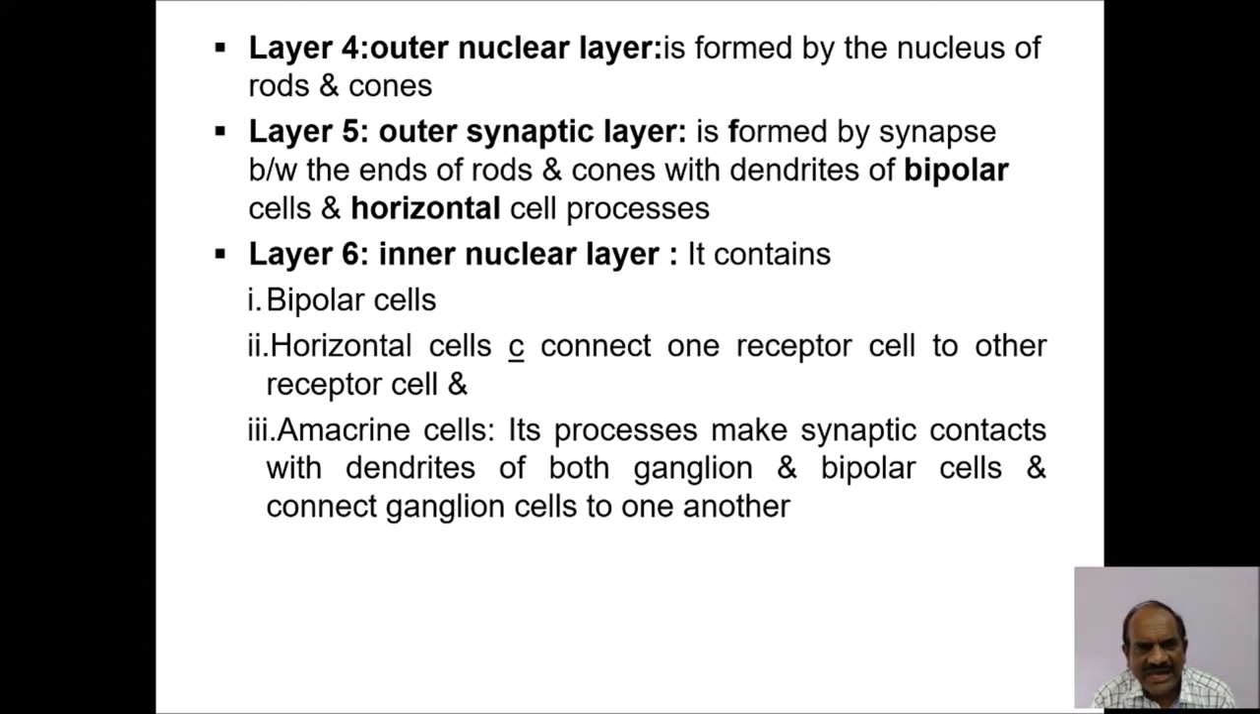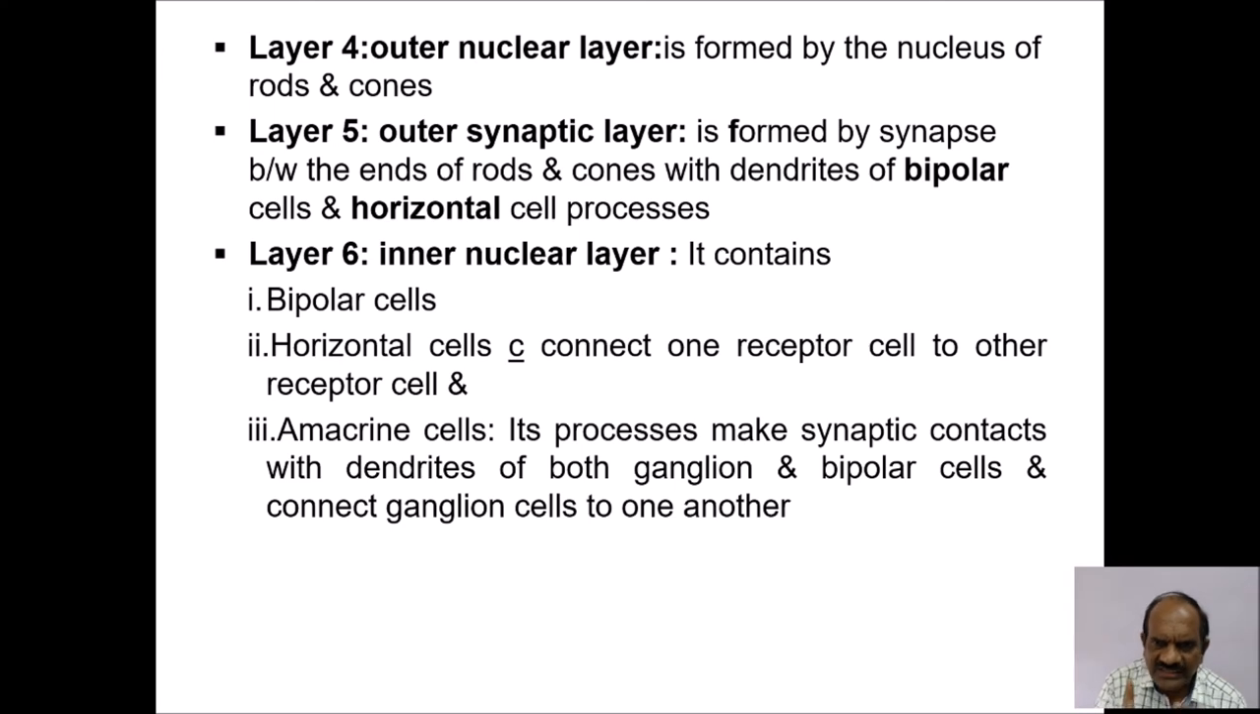Then it is followed by layer 5, what we call the outer synaptic layer, which is formed by the synapses between the ends of the rods and cones with the dendrites of bipolar cells and, as shown in the figure, horizontal cell processes. Then comes layer 6, the inner nuclear layer, which contains the cells which I have shown here, the bipolar cells, which form synapses between the ganglionic cells and the photoreceptors proper.